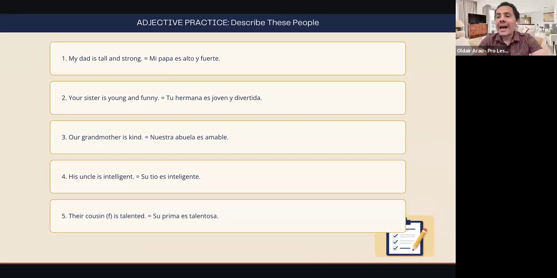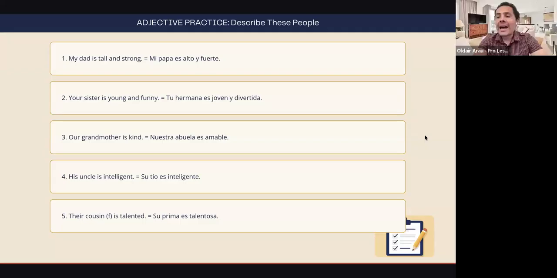All right, let's look at some examples. For example, it says, my dad is tall and strong. Mi papá es alto y fuerte. My sister is young and funny. No, your sister is young and funny. Tu hermana es joven y divertida. Number 3, our grandmother is kind. Nuestra abuela es amable.